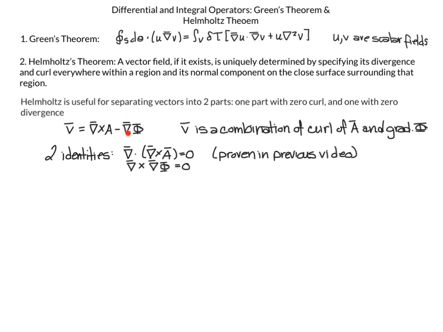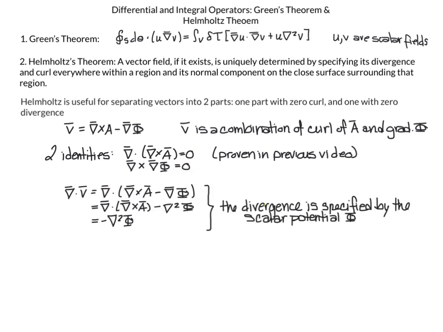So if you look at this and you take the curl of this portion here, this will equal 0. So V is a combination of a curl of A, whose divergence is 0, and the gradient of phi, whose curl is 0.